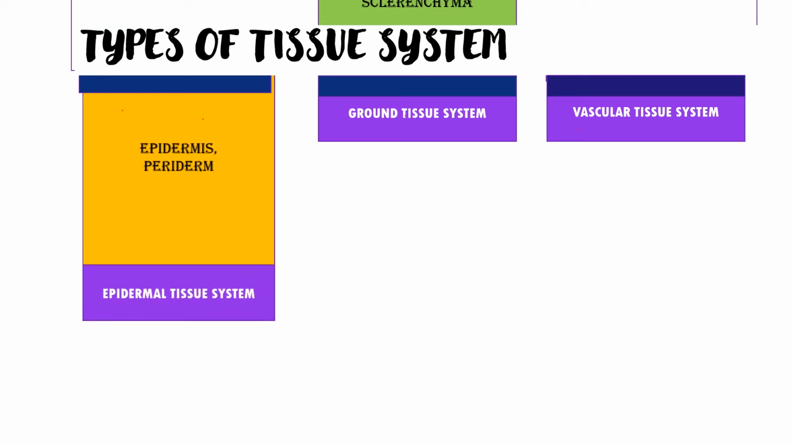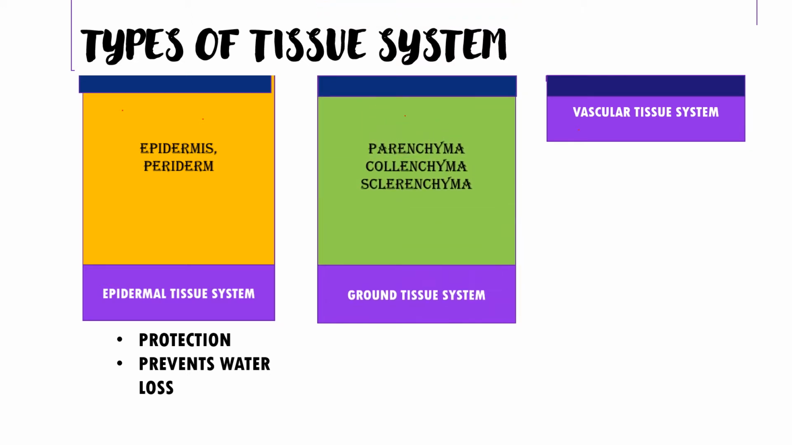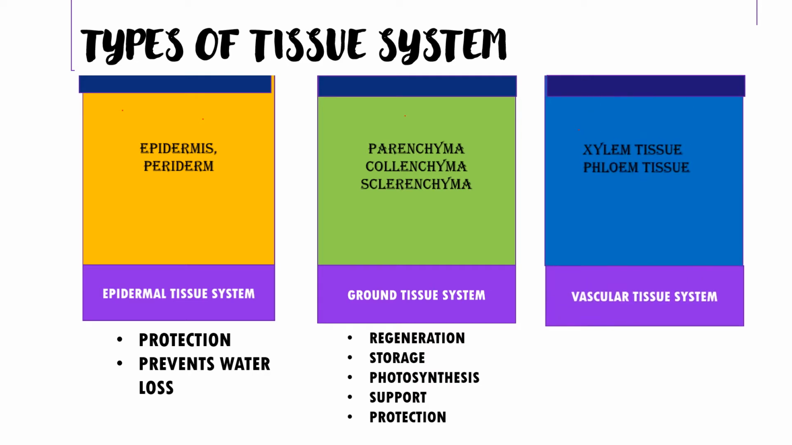Epidermal tissue system consists of epidermis and periderm. The major function of it is protection, and it also prevents water loss from the plant. Ground tissue system, which makes the bulk of plant body, consists of parenchyma, sclerenchyma and collenchyma, and the major function of this tissue system is regeneration, storage, photosynthesis, support and protection. Vascular tissue system consists of xylem and phloem. The function is conduction of water and minerals and conduction of food.